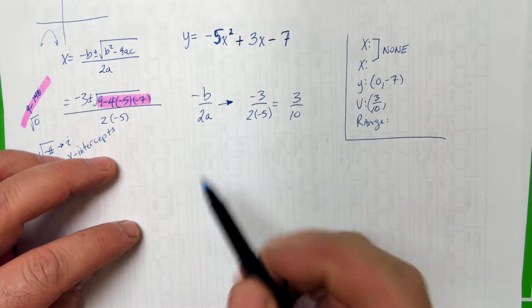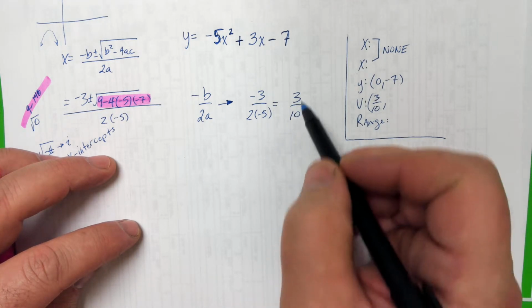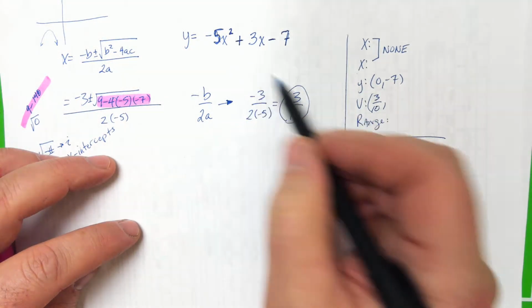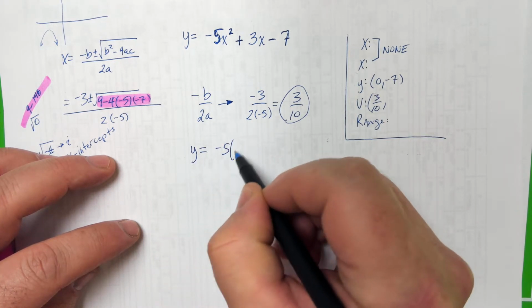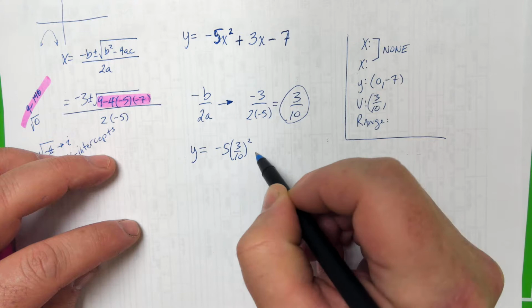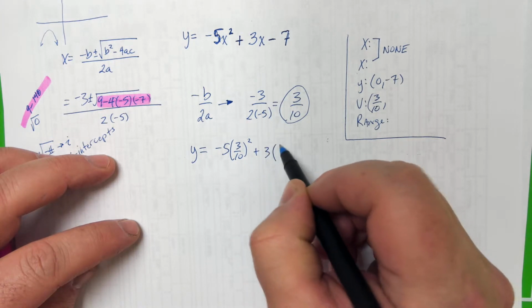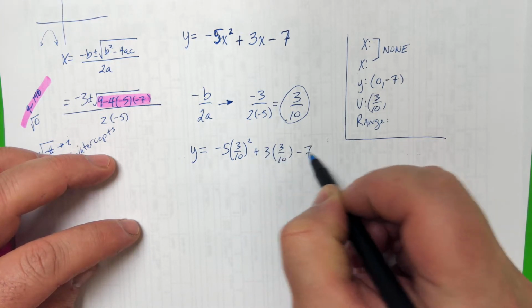So after you find the x, the way you find the y, right, is you plug this value in. So here's what we're going to get. y equals -5 times (3/10) squared plus 3 times 3/10 minus 7.